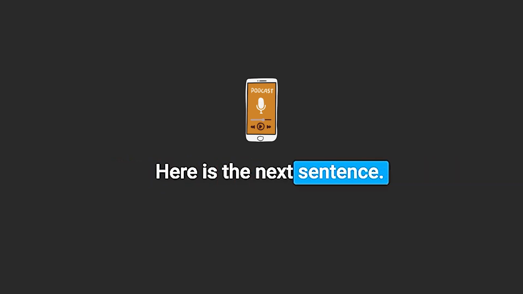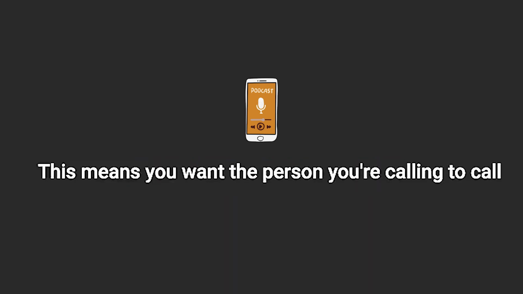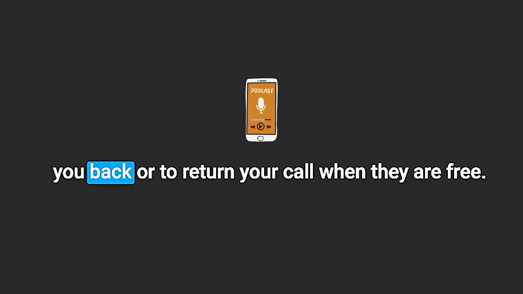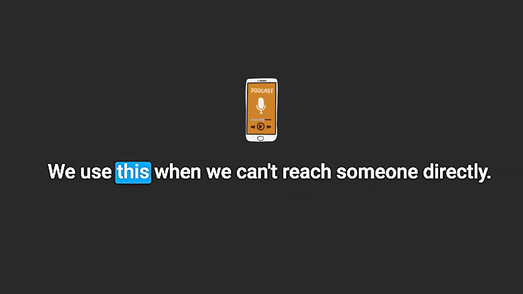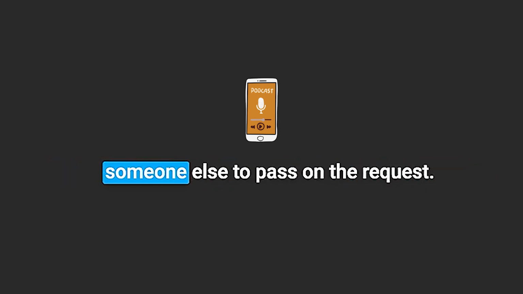Here is the next sentence. Please ask him to call me back. This means you want the person you're calling to call you back or to return your call when they are free. We use this when we can't reach someone directly. We can't talk to them directly, and we want someone else to pass on the request.